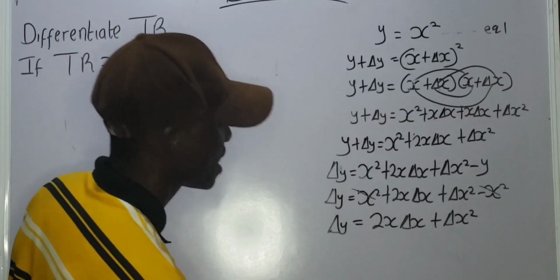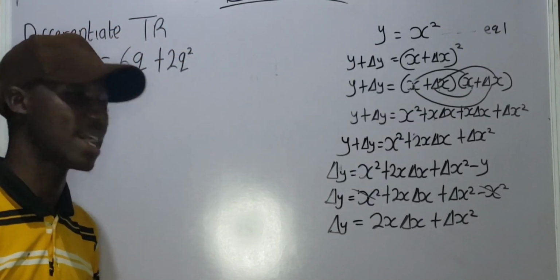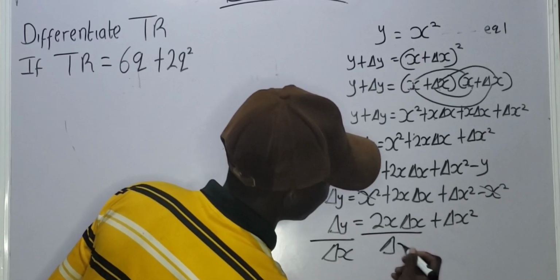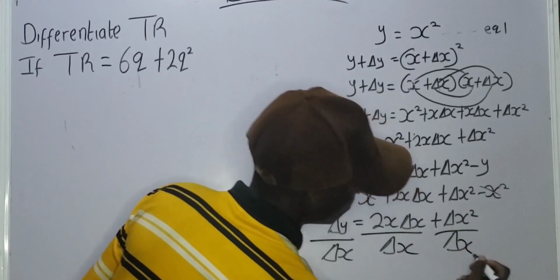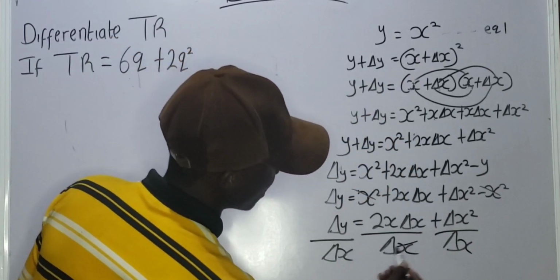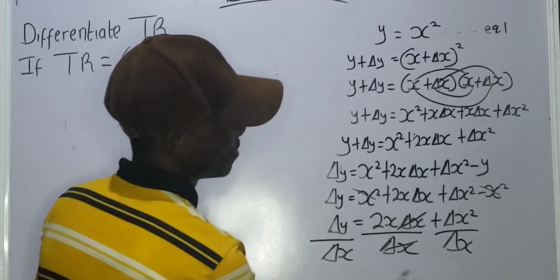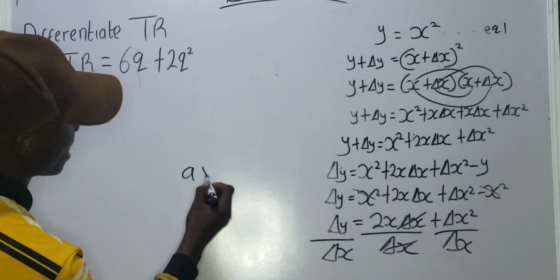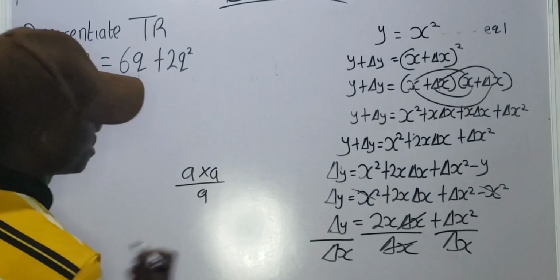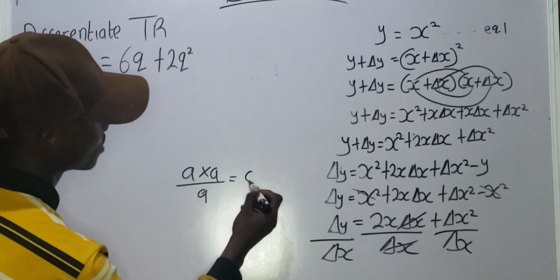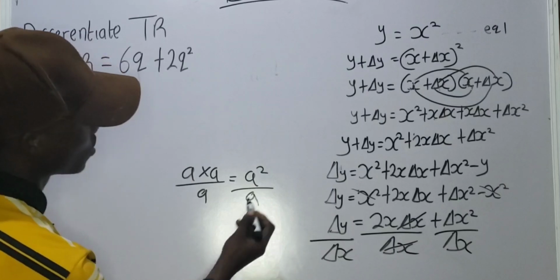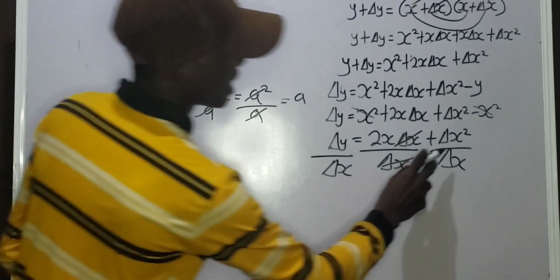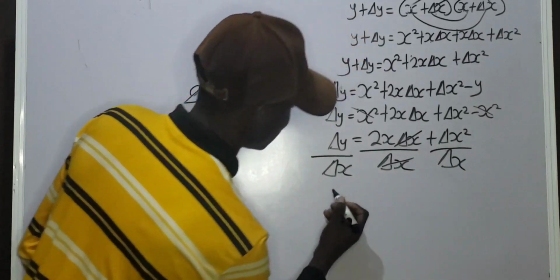Okay, now the next step here is that we are going to divide both sides by delta x. So I'm going to have delta y over delta x, this one over delta x, and this also over delta x. Do you understand? So this delta x will cancel this delta x. For this, I have 2 delta x. Just like saying that a times a over a. You understand? A times a is what? a squared over a. So 1a will cancel 1a. So I'm left with what? a. Just like this. So delta x squared over delta x, that will give me delta x.